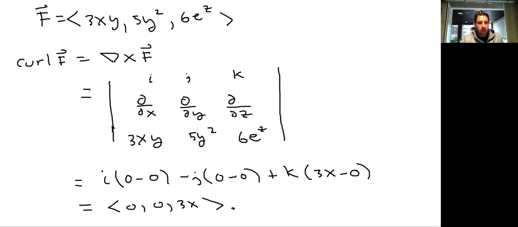So this is a calculation you might want to spend some time on, making sure you get it. Computing curls, as you can see, is a very tedious task.